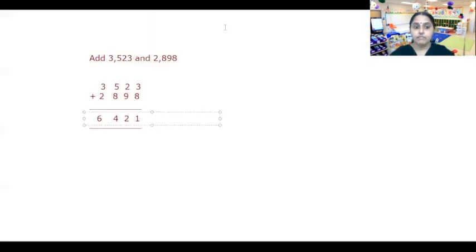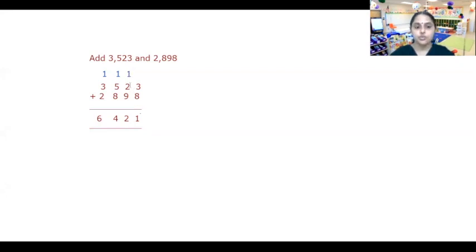6,421. So when we add 3,523 and 2,898, we get 6,421. And how do we get it? 8 plus 3 is 11. So we will write 1 here and carry forward 1. See, when we add 8 plus 3, we get 11. So the ones place we write here and the tens place we take as carry forward.